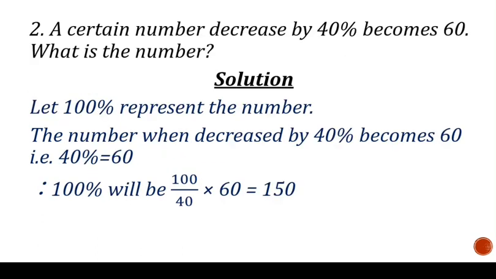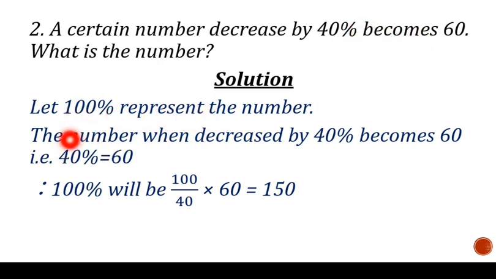That's example 4. There is a mistake here. Now, a certain number decreased by 40% becomes 60. What is the number? Now, like I told you earlier, that number we are not told. So we said we should represent that number as 100%. Now they said it is decreased by 40%. Now when 100% is decreased by 40%, it becomes 60. That's what we are being told here.